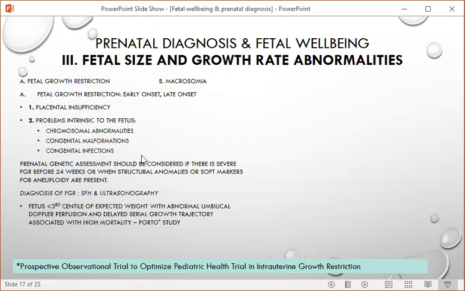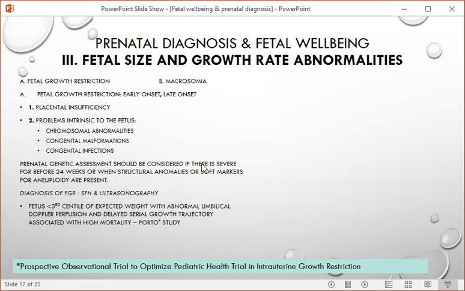Macrosomia matters because it is usually associated with obstructed labor. Fetal growth restriction is again classified into early onset and late onset. It is caused either by placental insufficiency or by fetal factors such as chromosomal abnormalities, congenital malformations, or congenital infections. Fetal growth restriction before 24 weeks should be detected, or when structural anomalies are associated.